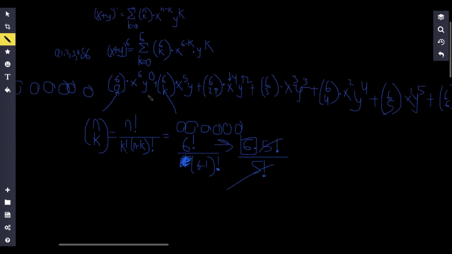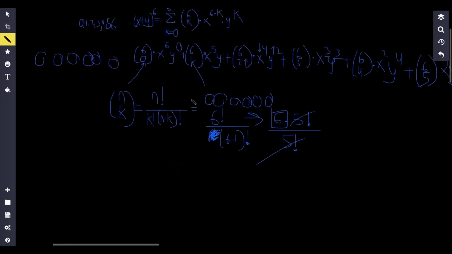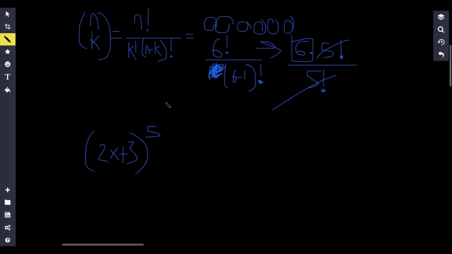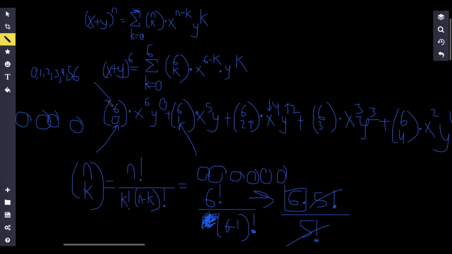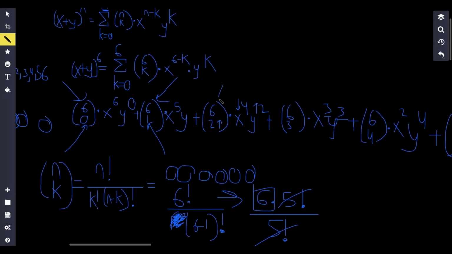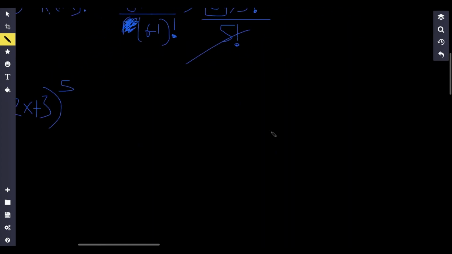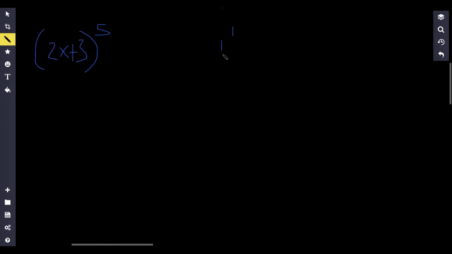All right. Let's do another example. Let's say we're trying to expand 2x plus 3 to the 5th power. Now, I can do this using the binomial theorem, but the problem is that the 6 choose whatever is a little too annoying for me. So what I'm actually going to do is use something called Pascal's triangle.